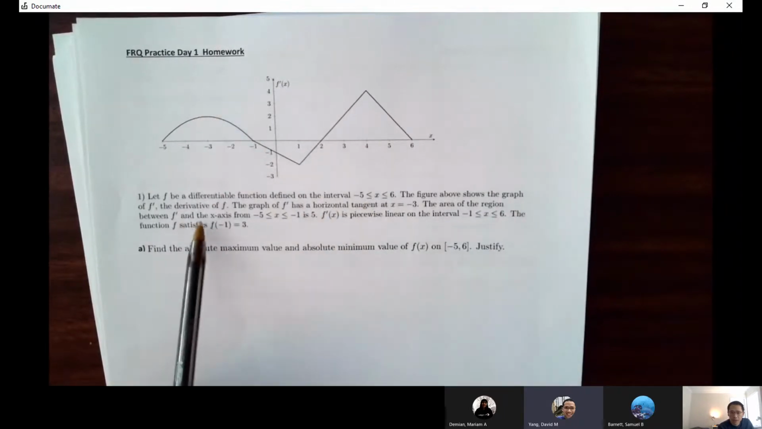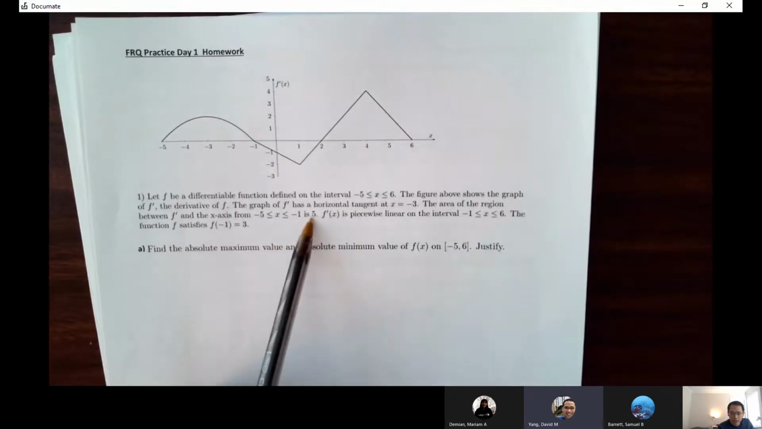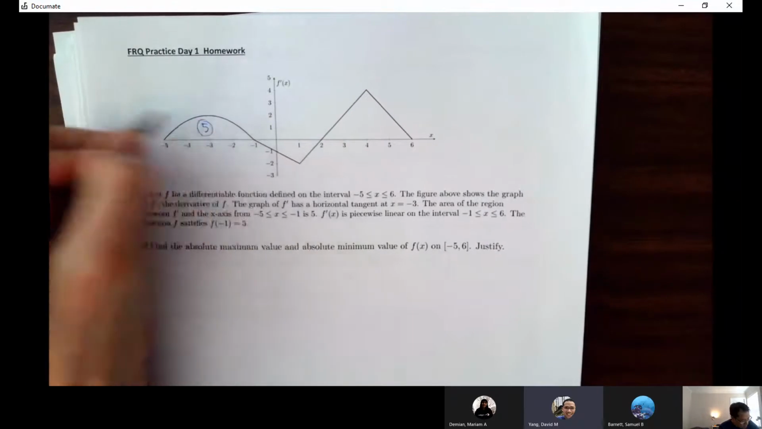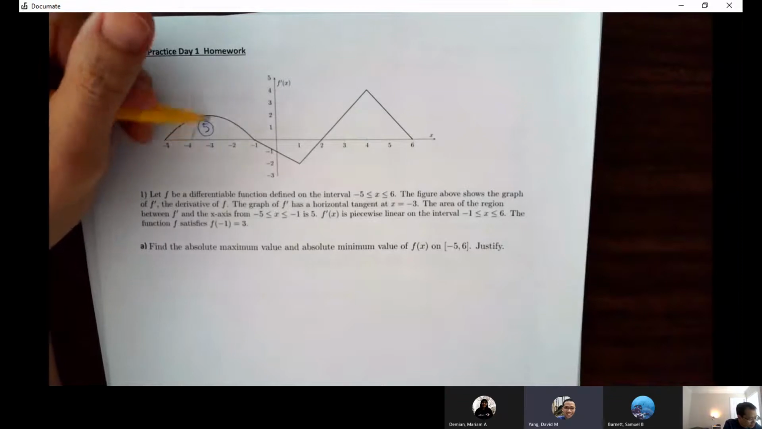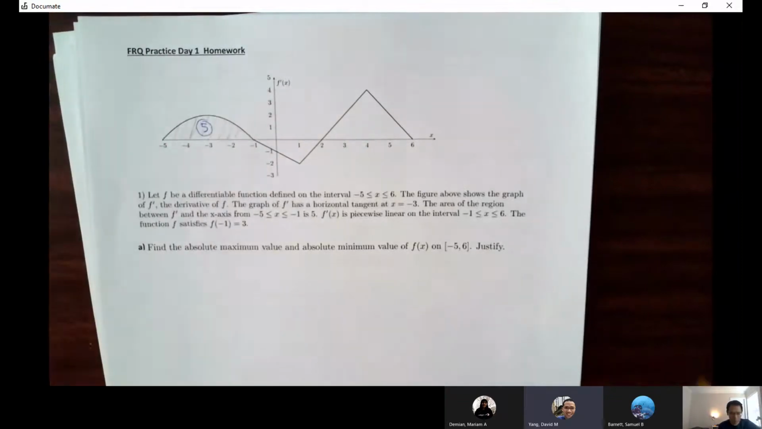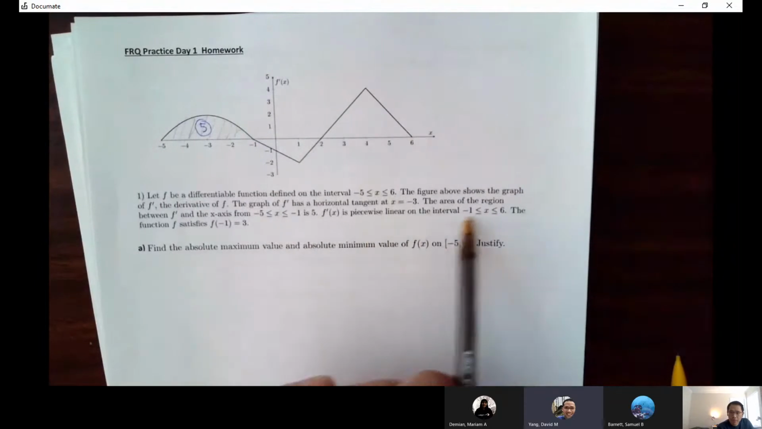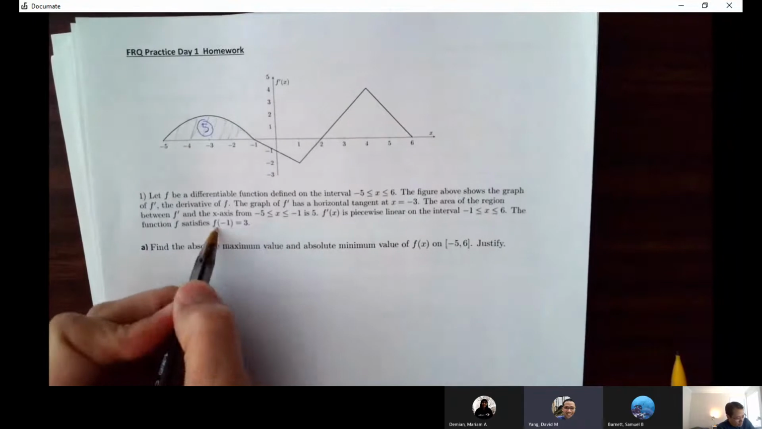The area of the region between f prime and the x-axis between -5 and -1 is 5. Fill that in. F prime is piecewise linear on the interval from -1 to 6, so these are all linear graphs. The function satisfies f of -1 equals 3. Okay, so we may use that later.